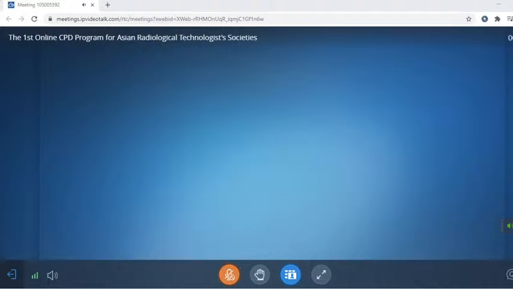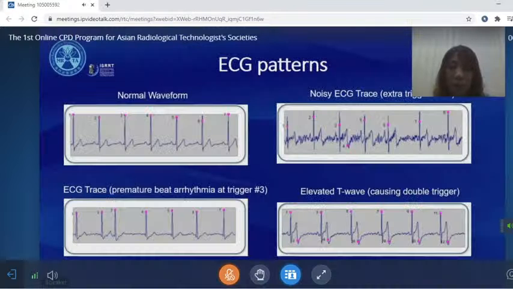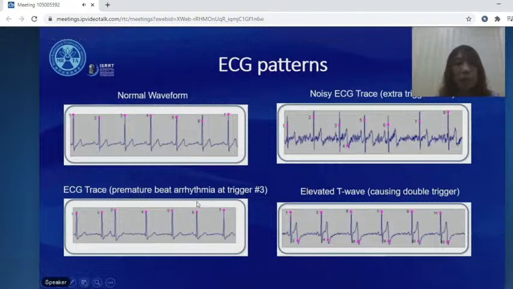And these are some ECG patterns that you may encounter. This is a normal waveform, and this is a noisy waveform, so you need to check whether the lead is in the right place or not. And then you can see premature beats here. And with this one, you will see an elevated T wave. It may cause a double trigger.